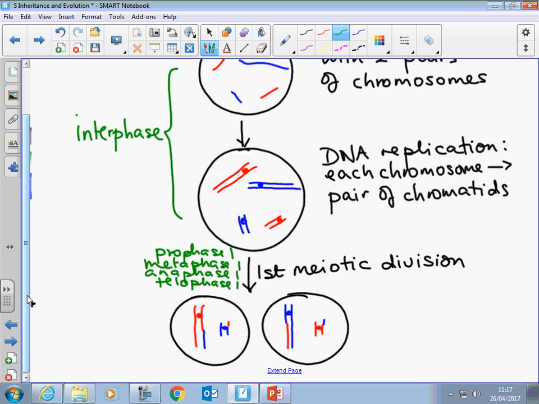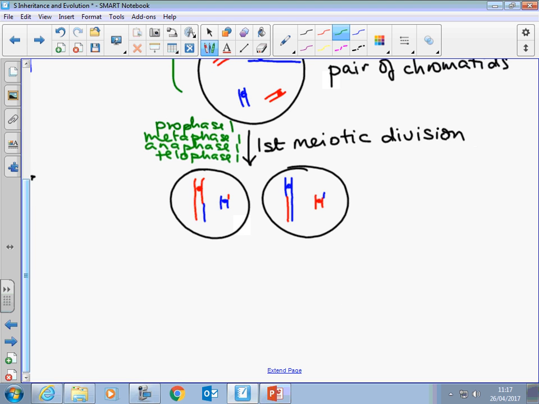Okay, so at the end of the first meiotic division, we have reached a point where we haven't got cells that we can use for anything. We then go through the second meiotic division. There is no more crossing over, but not surprisingly, we do go through prophase, metaphase, anaphase, telophase. So this is the second meiotic division.